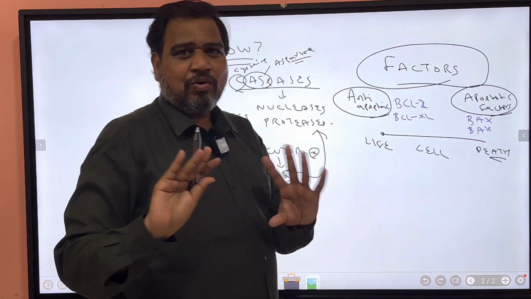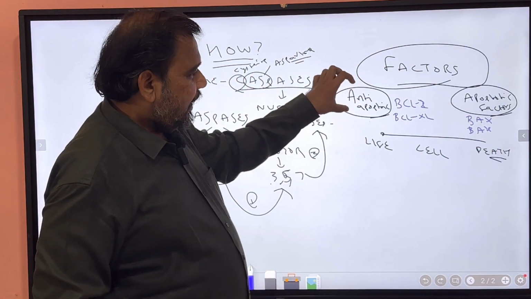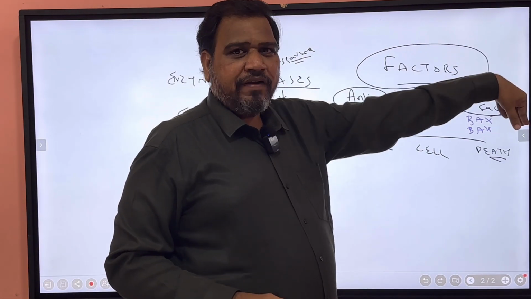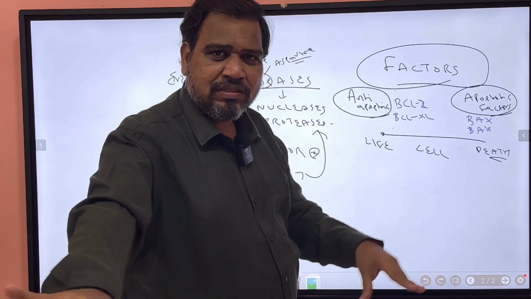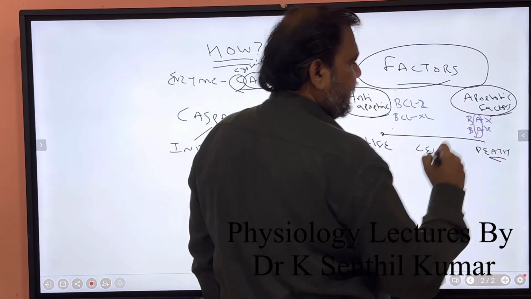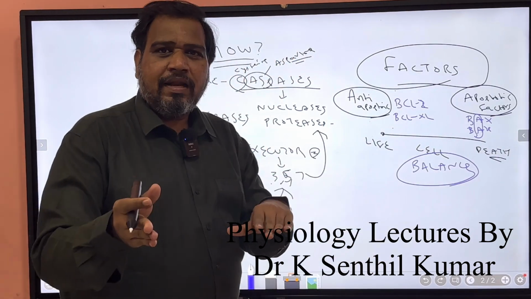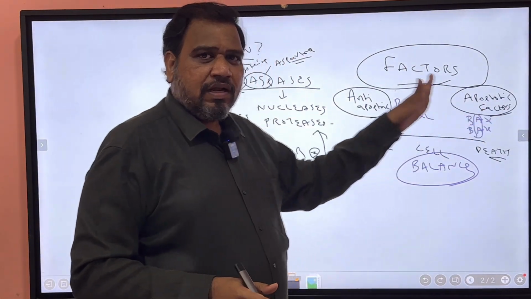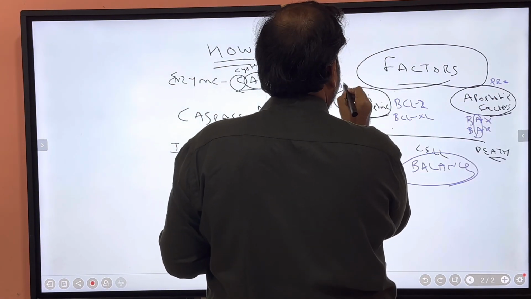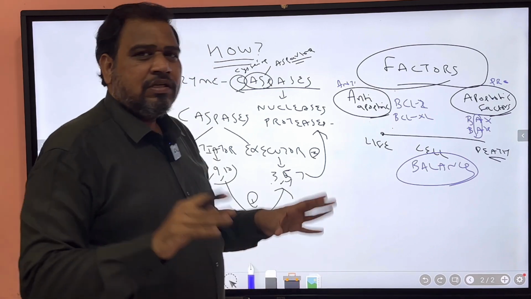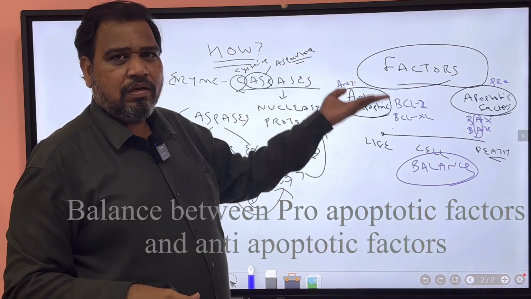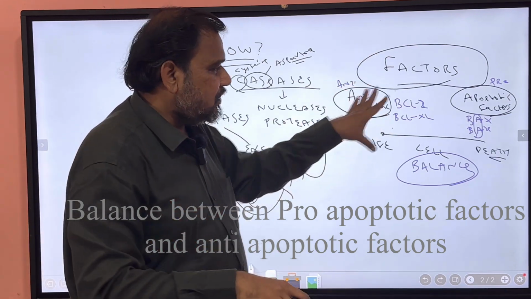Actually many are there, I do not want to confuse, so I am just restricting to two. Anti-apoptotic factors which help in the life of the cell are BCL2, BCLXL. Apoptotic factors which help in apoptosis, so that the cell dies, are BA. Remember A for apoptosis. So, BAX, BAK. There is always a balance between pro-apoptotic factors and anti-apoptotic factors. If the cell is normal, then the anti-apoptotic side will be more. BCL2 and BCLXL will be overtaking. So, there is always a balance between these two factors.